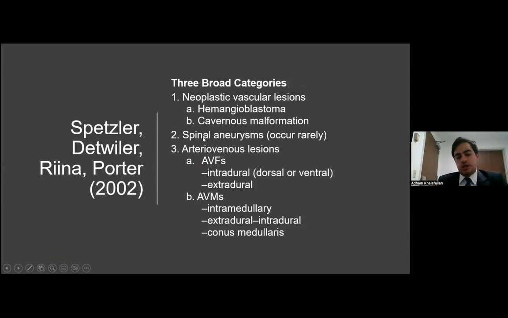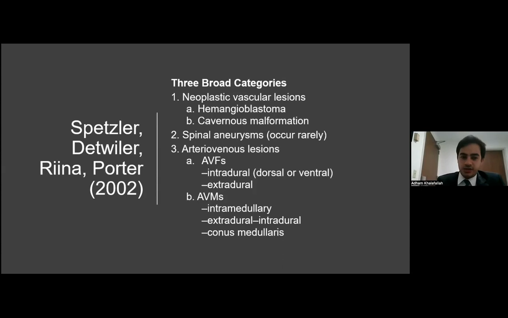Moving on to, in 2002, Spetzler, Whitler, Rena, and Porter started coming up with a new broader category for understanding vascular malformations and vascular lesions. So they define them according to the neoplastic vascular lesions, which we talk about, the hemangioblastomas and the cavernous malformations, spinal aneurysm, which are very, very rare. And then they started defining or labeling or classifying the AV fistulas and AVMs separately. Because as you've noticed earlier, I talked about type 1, which was a dural AV fistula, type 2 was an AVM, type 3 was an AVM, and then type 4 was a direct AV fistula.